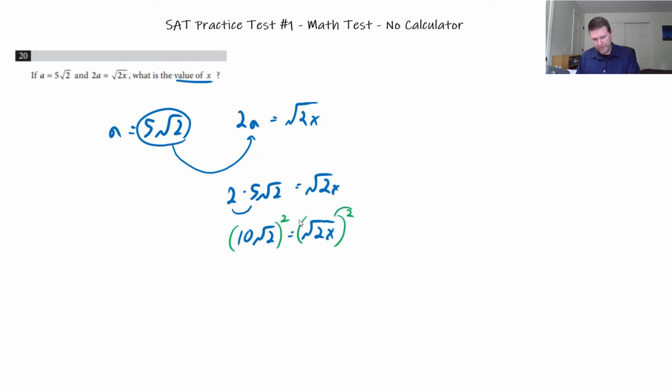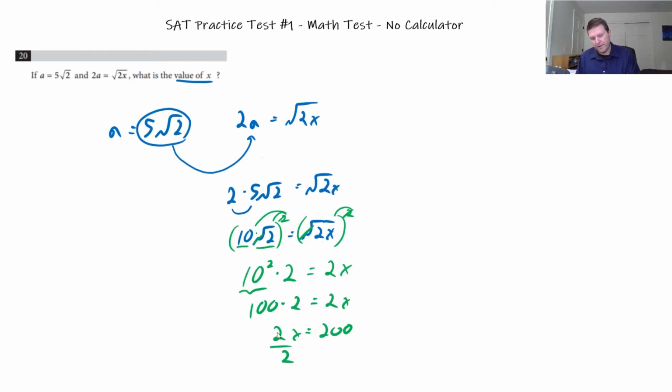This square will hit that square root and they'll cancel each other. This square, this is the tricky part, hits both the 10 and the root 2. So you end up with 10 squared times, and then the square root and the square will cancel each other here. So it's 10 squared times 2 equals 2x. And then this just ends up being 100 times 2 equals 2x, or 2x equals 200, and then divide it out, and x is 100. There's one other way you can do this if you went in a different direction. You just kind of want to know if it works.